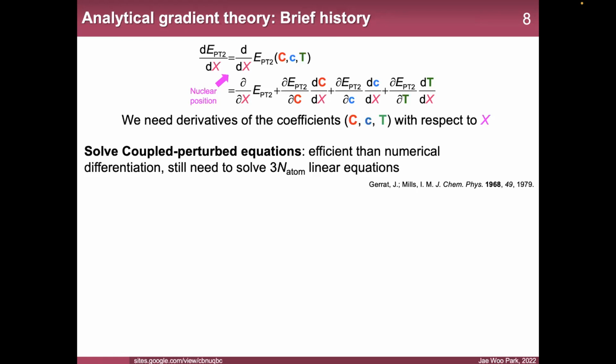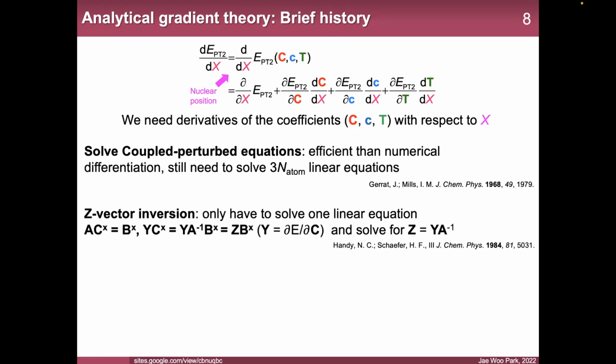And what can you do? Historically, we can always do numerical differentiation, but that should not be the case, because if we can numerically differentiate those kinds of variables, we can just numerically differentiate all the energies. So we can solve the coupled perturbed equations. This is more efficient than numerical differentiation, but we still have to solve 3N linear equations. So this is cheaper, but still it is not fully optimized.